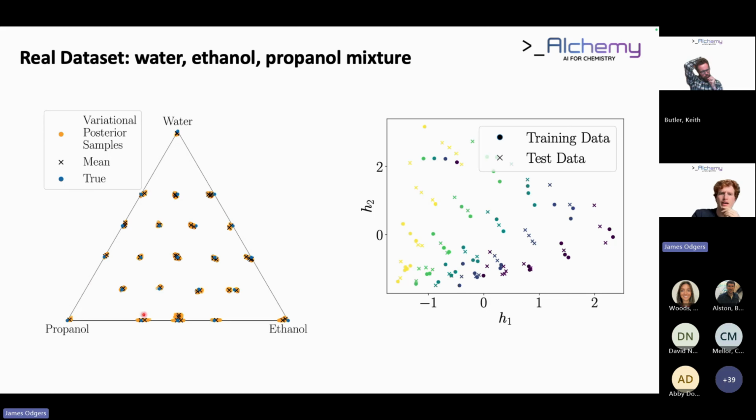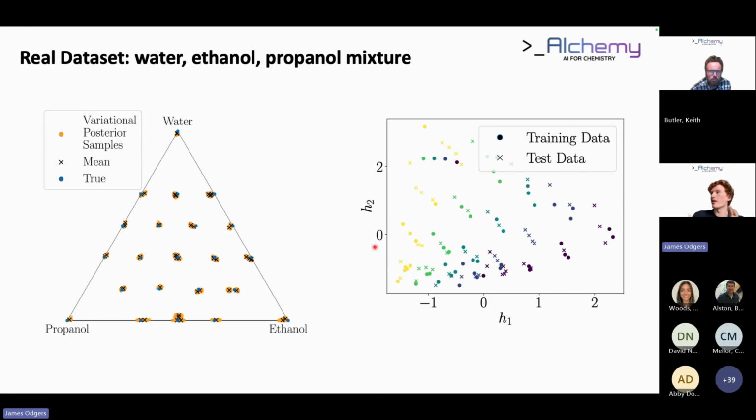This is a 3-component mixture. So everything, because it all sums up to 1, is going to lie on this simplex, which is what we've projected down to here. The true points are shown as blue dots, and our mean estimates, as you can see, are very, very close to the values you would hope them to be. Also, if we're doing an approximate Bayesian method, we do get these nice uncertainty estimates.